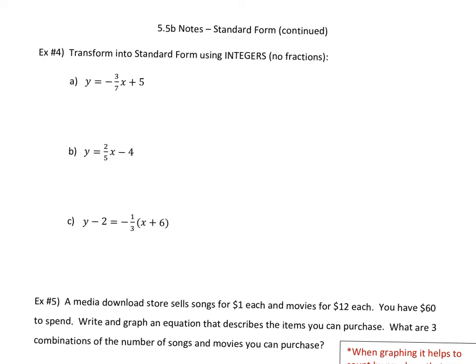We're still talking standard form, but if you look at these first three problems, they're not in standard form. What form is this? Oh, it's in that one that we did. Which one? I had y equals mx plus b. What form is that? Slope intercept. Right.